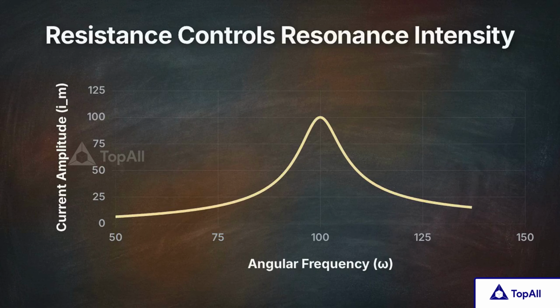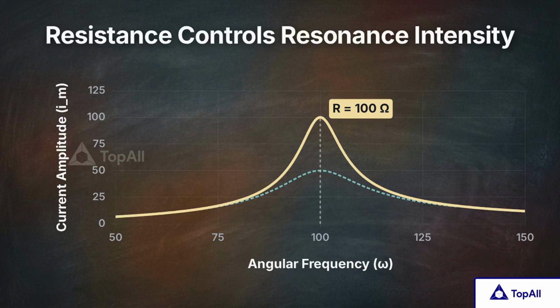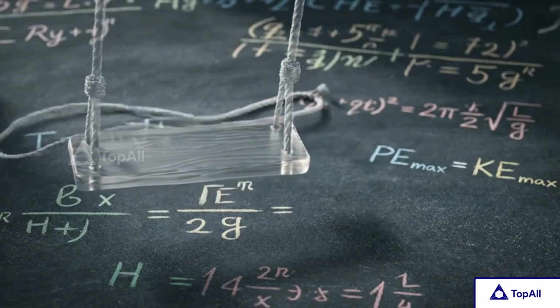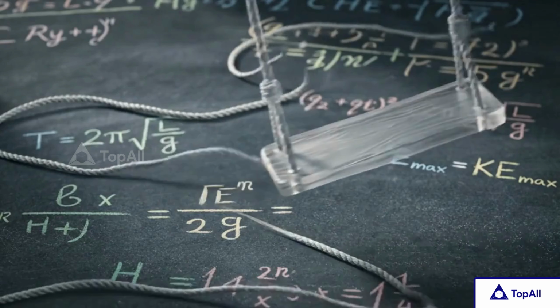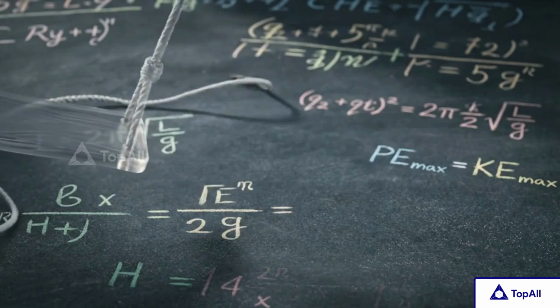The current rises as it approaches the resonant frequency, peaks sharply at the center, and then falls off as the frequency continues to rise. The height of that peak is controlled by the resistance. A lower resistance of 100 ohms creates a sharp, massive spike, while a higher resistance of 200 ohms creates a much flatter peak. This mathematical peak, where the current is at its strongest, is the exact electrical equivalent of pushing that playground swing at the perfect moment.